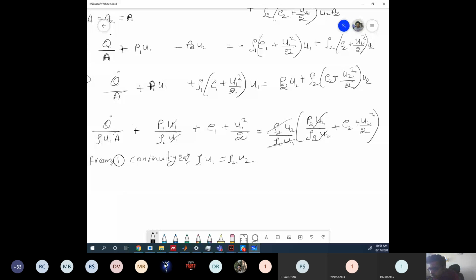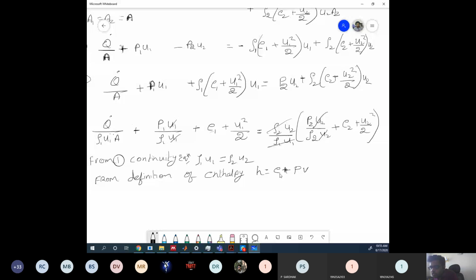Apart from that, we have the definition of enthalpy. Let me bring in the definition of enthalpy. So enthalpy is equal to internal energy plus work done, right? So e plus pv. I'll bring that here, in the place of e1 there, I'll bring in these two.